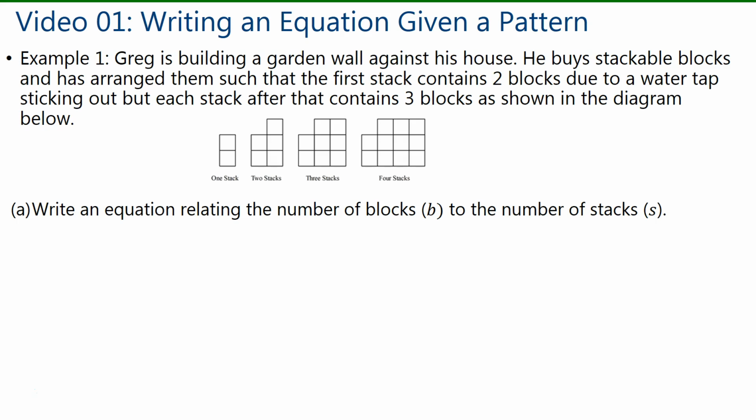So I'm going to start by writing this as a table of values so that I can easily see what the pattern is here. So I'm going to have the number of stacks and the number of blocks. If Gregg had a garden wall that only had 1 stack, that just means he would need 2 blocks. If his garden needed 2 stacks, he would need a total of 5 blocks. If his garden needed 3 stacks, he would need 8 blocks. And 4 stacks, he would need 11.